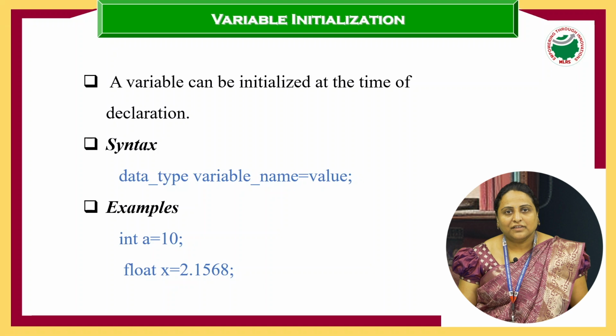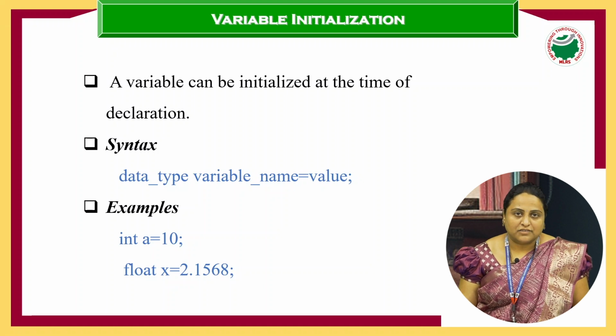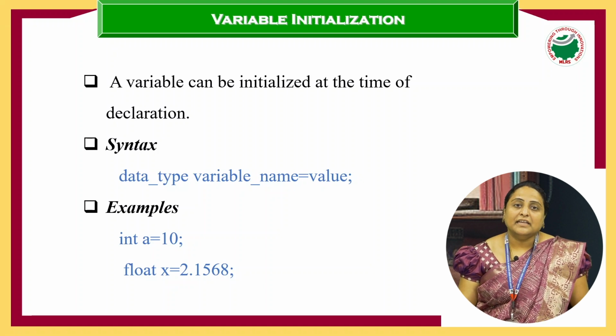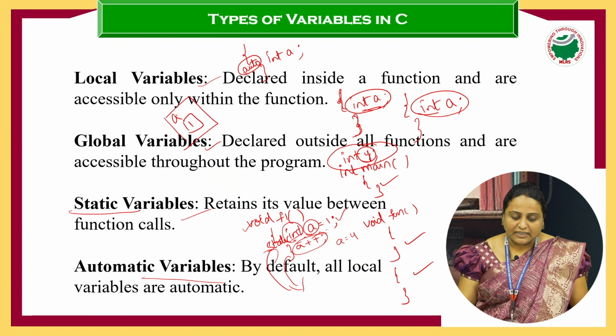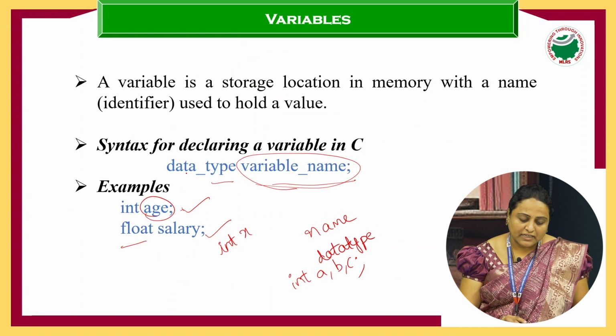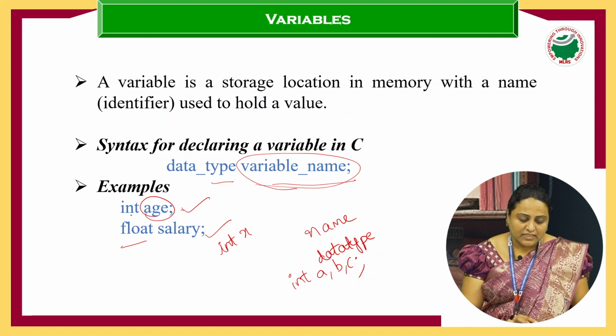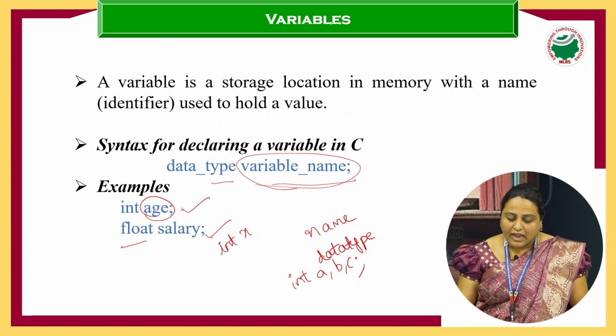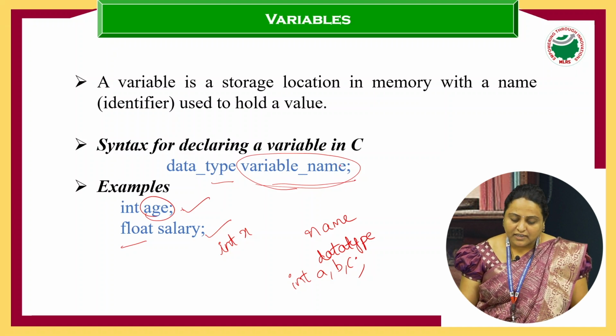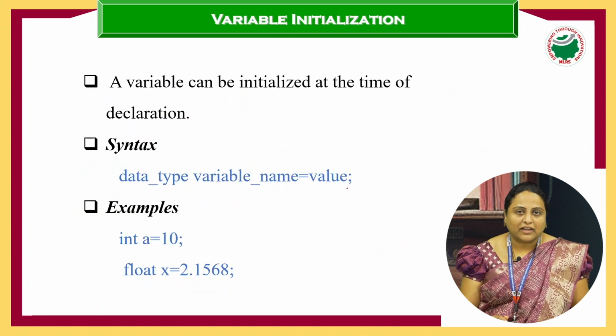There is no rule that you should start with either 0 or 1 or -1. So a variable can be initialized at the time of declaration only. So what is the syntax of variable declaration? That is the data type of the variable and the variable name ended with a semicolon, just like int age or float salary.